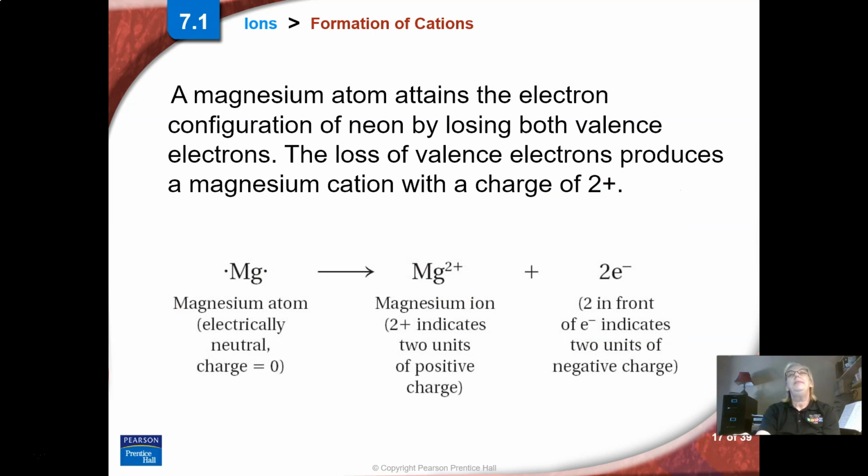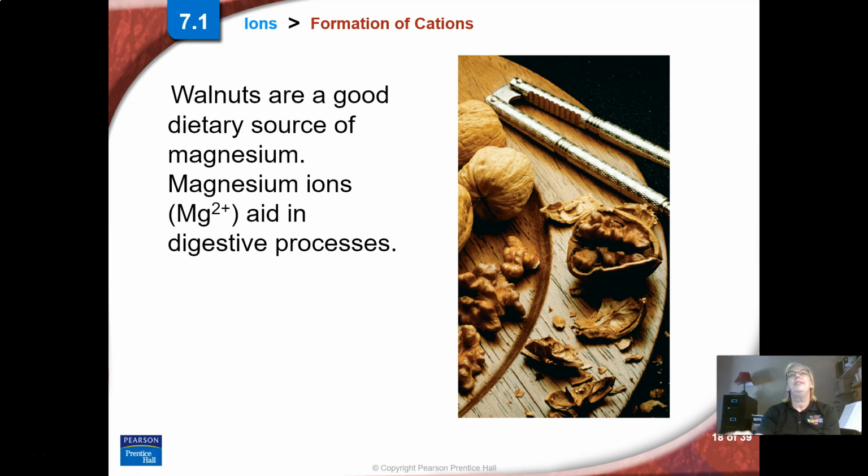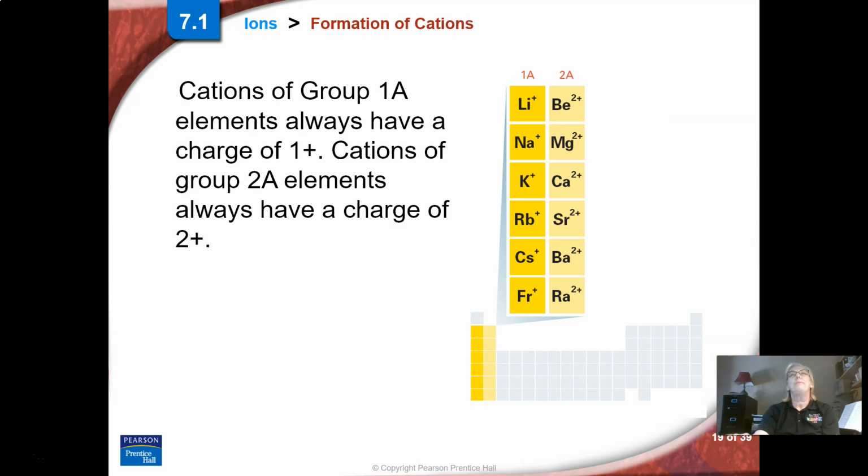Magnesium can do the same thing. It's in group 2, so it has 2 valence electrons. It wants to lose both and become a +2 ion because it's in group 2, and it loses 2 electrons. Same idea as sodium, but now it has 2 outside electrons. So magnesium's good for our health and saving elements.